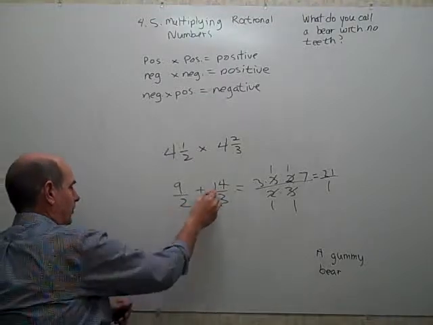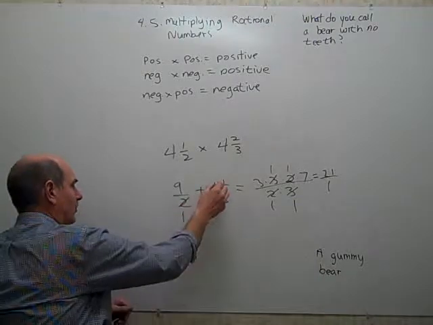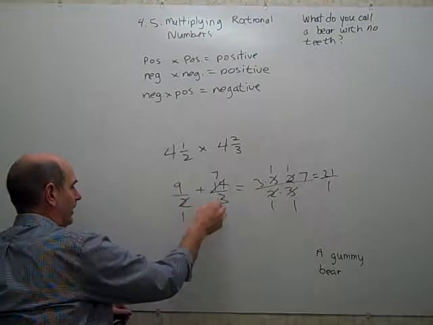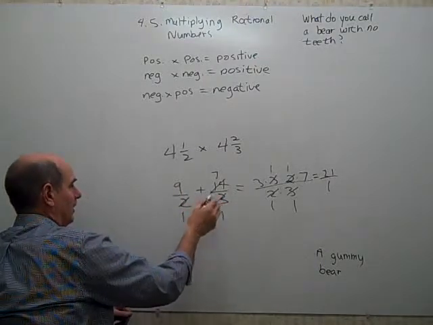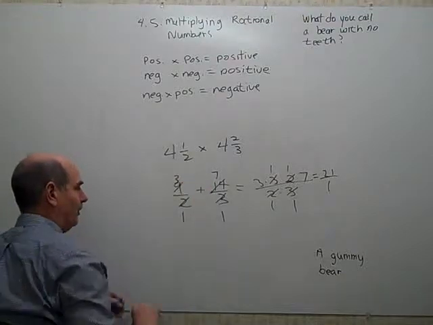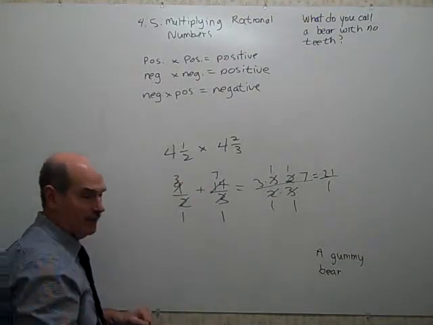You see 2 even numbers here, so 2 goes into 2 one time, 2 goes into 14 7 times. 3 is a factor of 9, 3 goes into 3 one time, and 3 goes into 9 3 times. And then we get the 3 times 7 pretty directly. 21 over 1 is the answer.